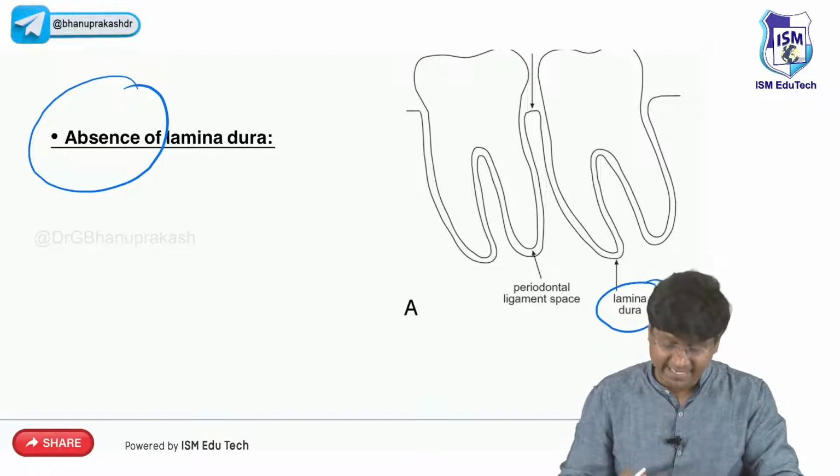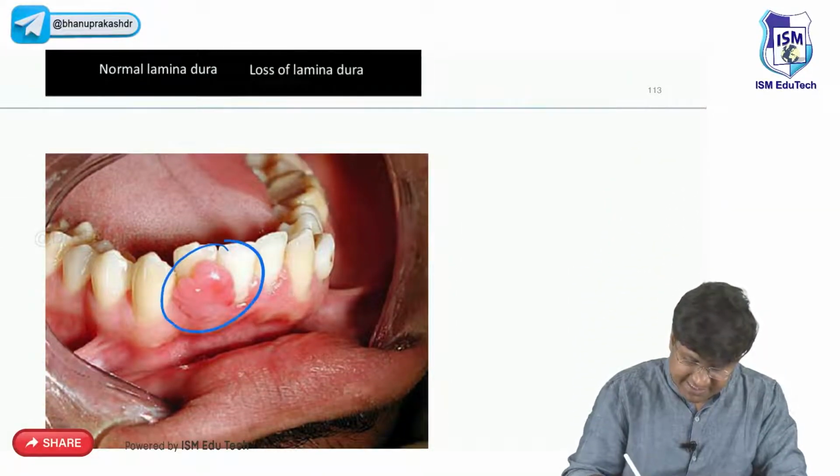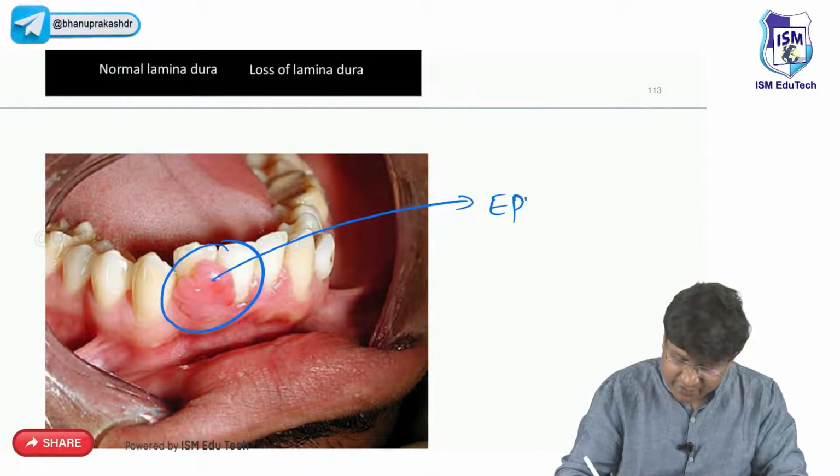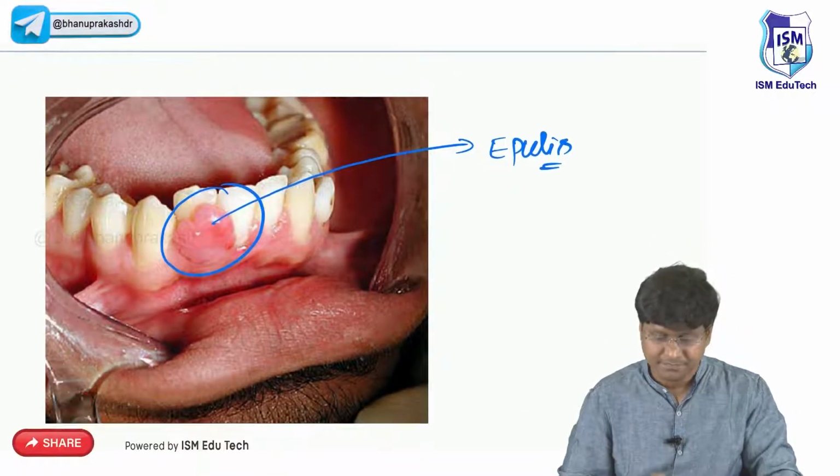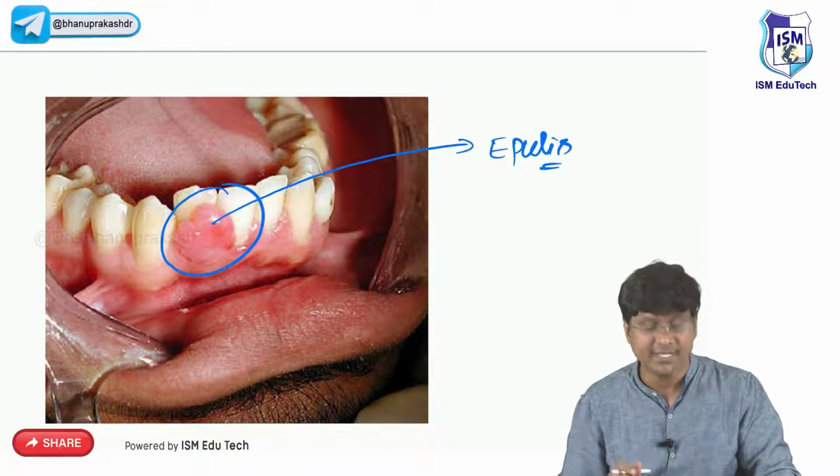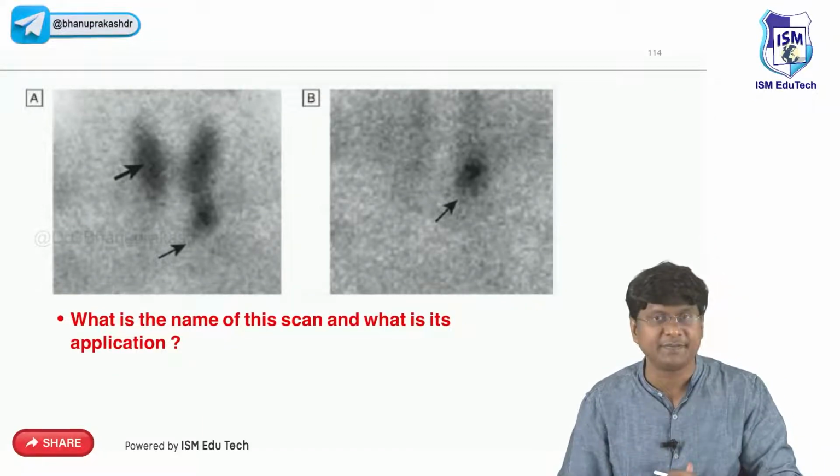Okay, and in these patients, you have a tumor also which is seen in hyperparathyroidism, and that we call the epulis tumor. Okay, then how do you investigate these patients with hyperparathyroidism?